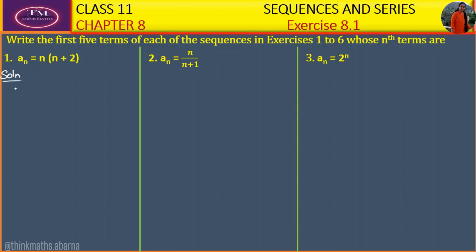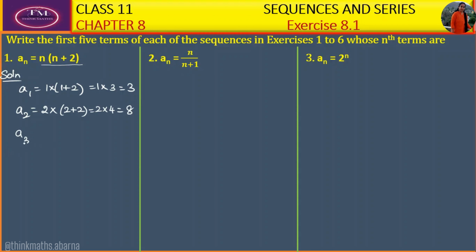We have to find A1, A2, A3, A4, A5. Now A1. Instead of n, we have to substitute 1. So 1 into 1 plus 2, which is 1 into 3, which is 3. Next A2, 2 into 2 plus 2. In this equation, instead of n, we substitute the value 2. So 2 into 2 plus 2, which is 2 into 4. So 2 fours are 8.